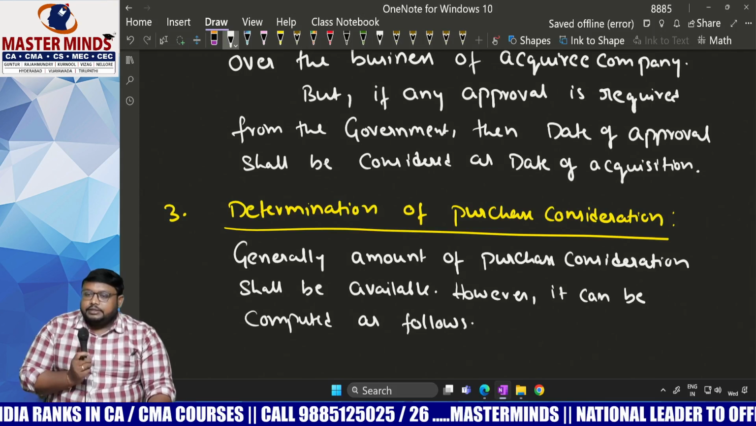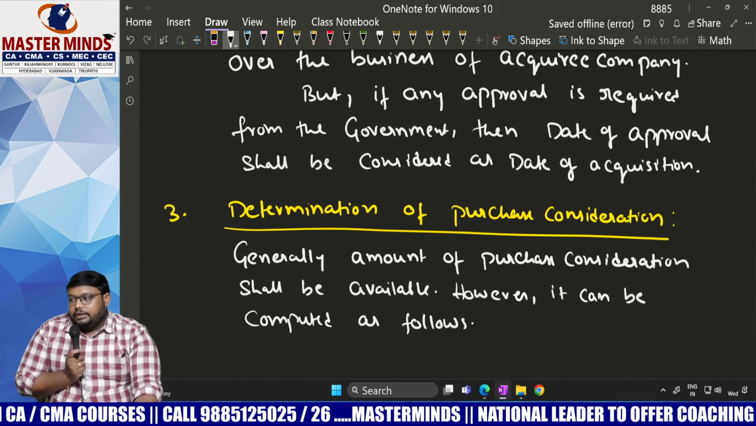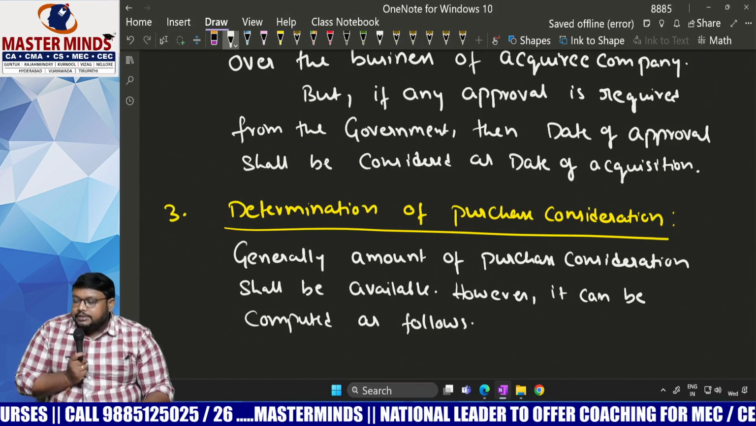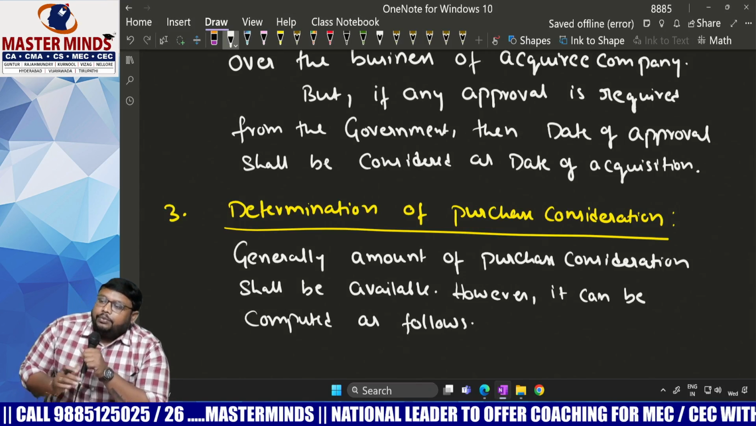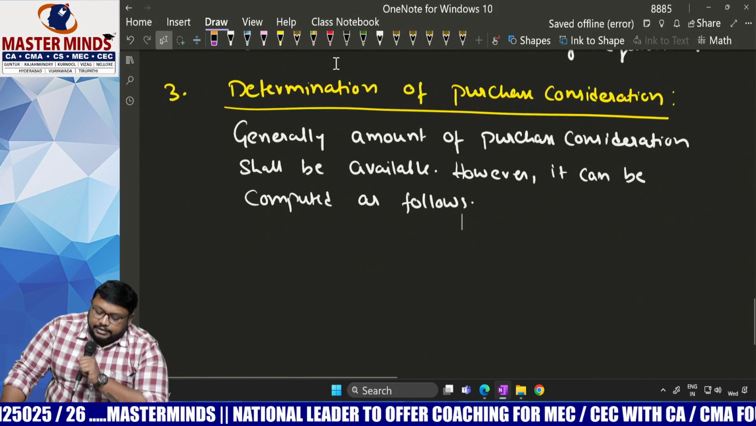Okay, so first, purchase consideration means, as I told you, you can pay anything. You can pay cash, you can give equity shares, you can give preference shares, you can give debentures, you can give assets. And what are the other things we need to consider while calculating the purchase consideration?